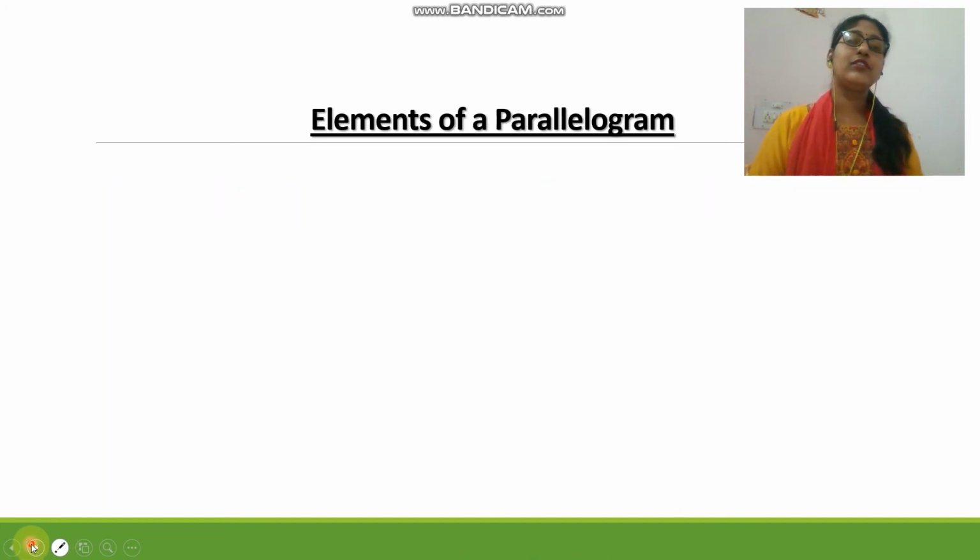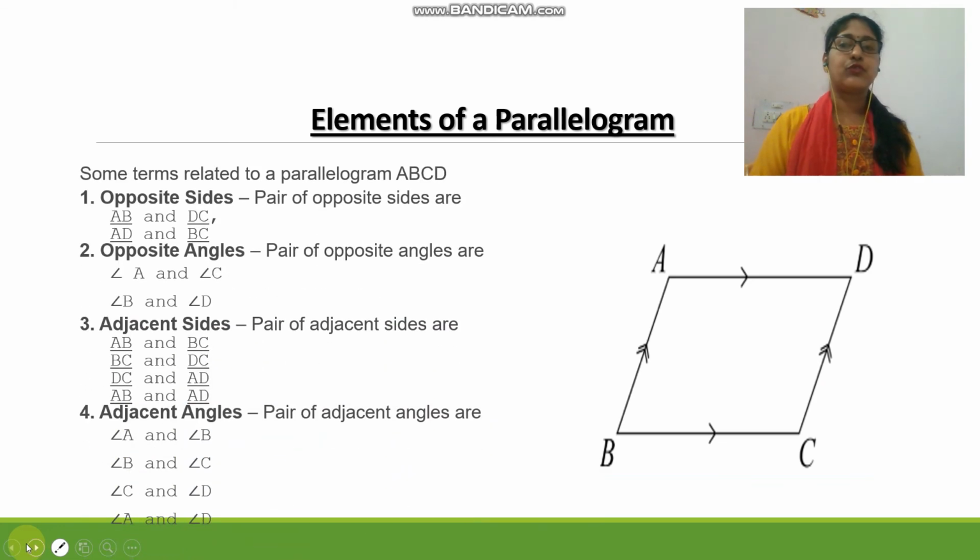Next, elements of a parallelogram. First, opposite sides. AD and BC are a pair of opposite sides, and similarly AB and CD are opposite sides. Next are opposite angles. Angle A and angle C are a pair of opposite angles, and angle B and angle D are a pair of opposite angles.